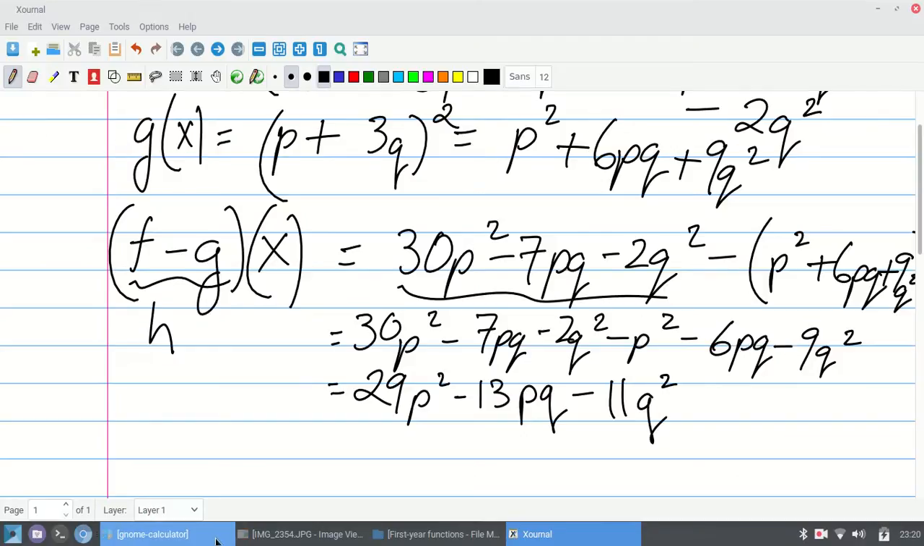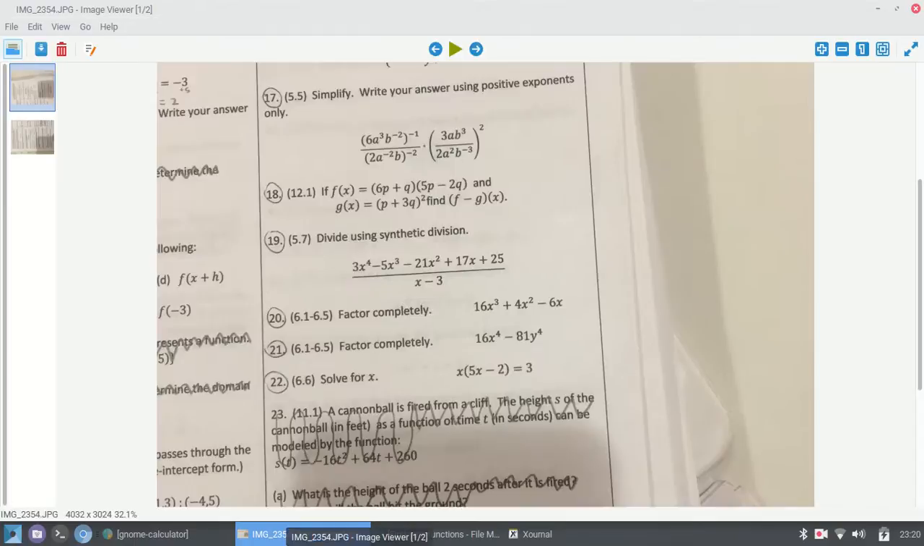It doesn't look like you can really factor any further because you get prime numbers, like 29 is a prime number, 13 is, so is 11. So it seems like that is your final result. A little weird. I've never seen a question like this before, so if I do make a mistake, I apologize.